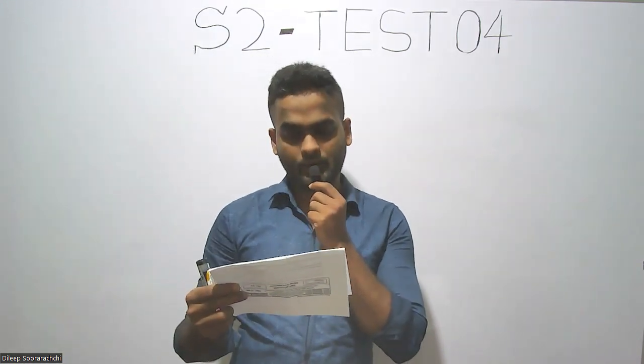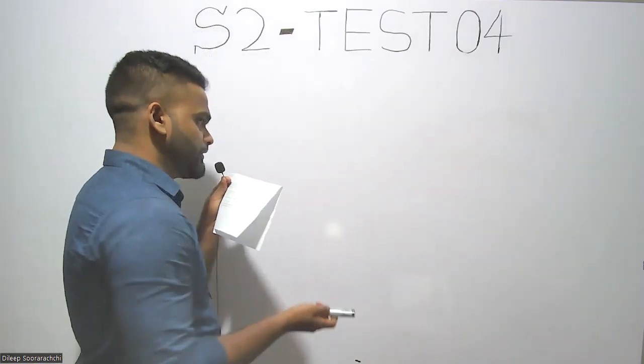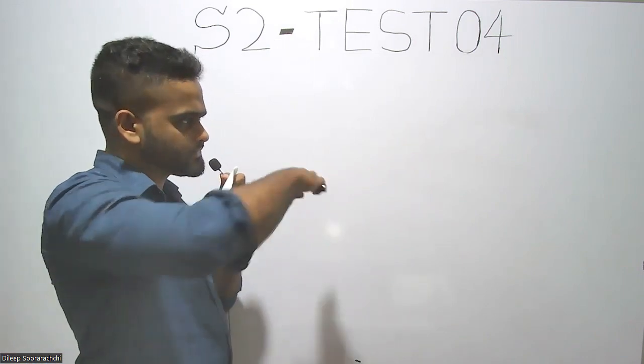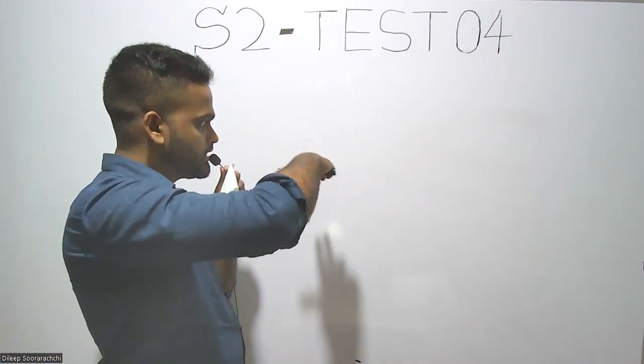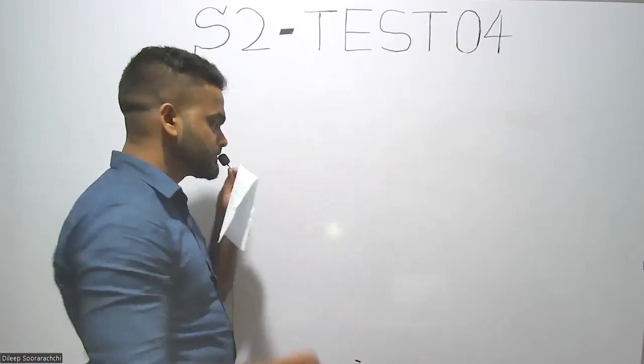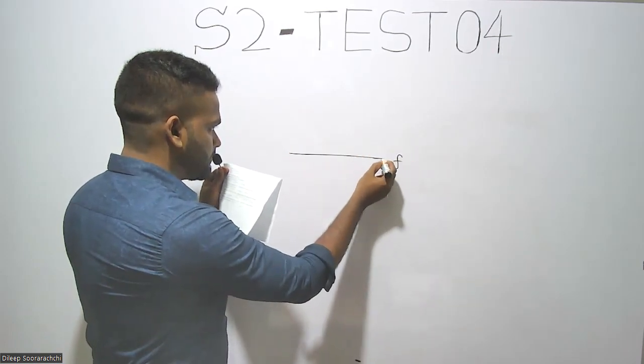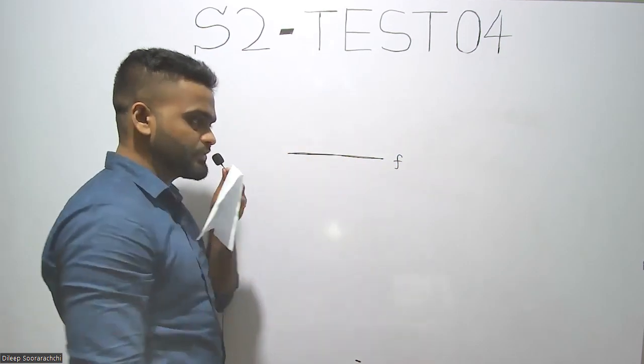Okay, fourth one. A musical fork makes 4 Hz beats with a string when its length is 49 centimeter and 50 centimeter. Frequency of the musical fork is, okay. Whenever they ask a question like that, it is better to draw frequency levels in ascending order like this. Let's say this level is the frequency of the fork.